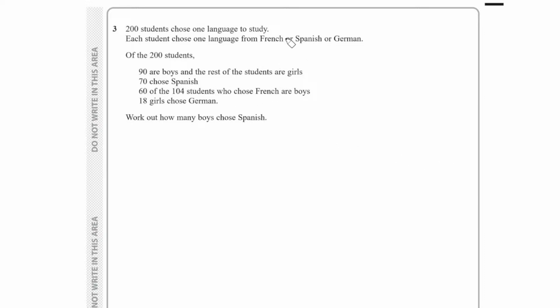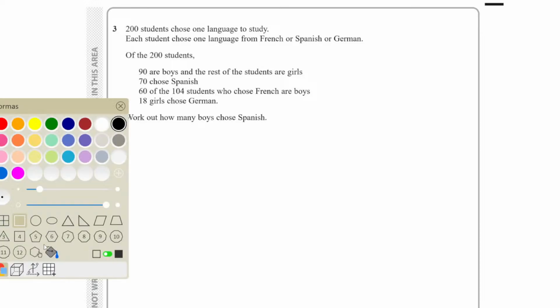So we've got 3 things, French, German, and Spanish, but we've then also got it split into boys and girls. So the way that I'm thinking of doing this is by doing a 2-way table. You don't necessarily have to lay it out like this, but that's just how I would think to do it.